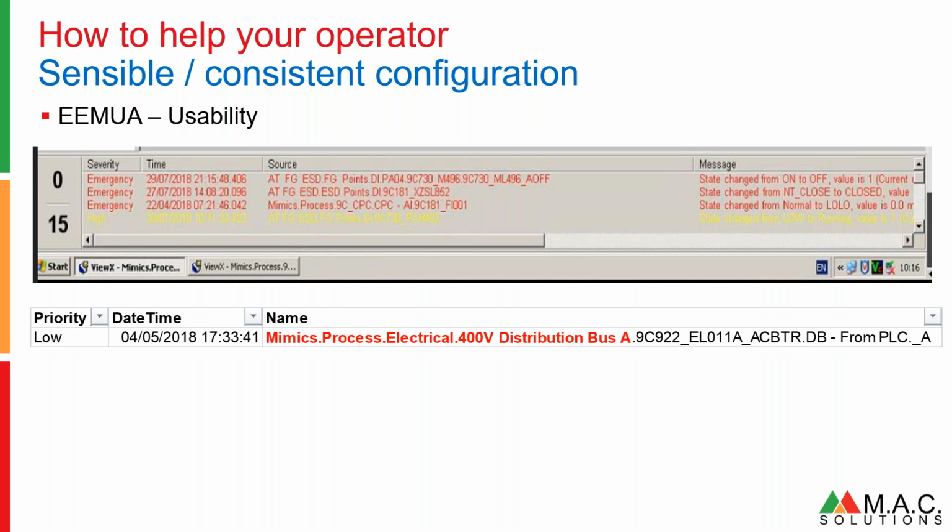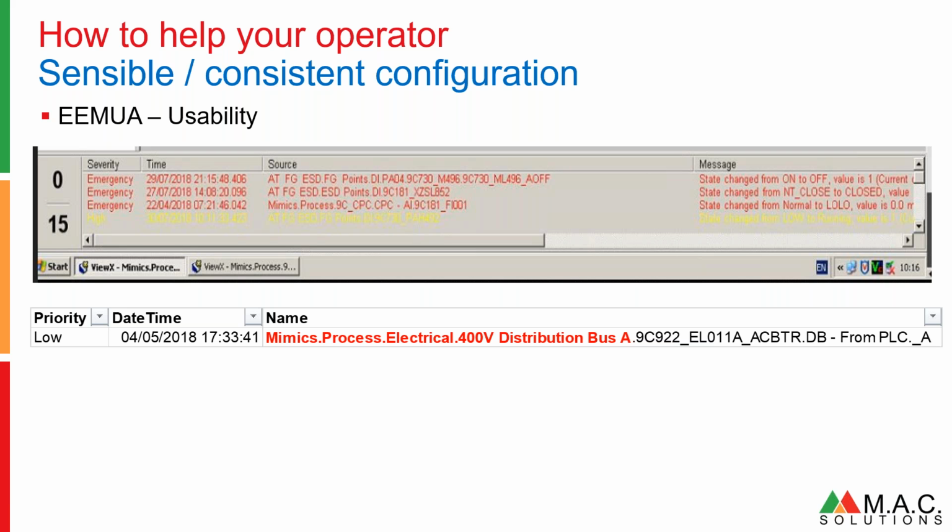In the information he got, we had priority, low, great. Date and time of when the alarm occurred, great. Doesn't need to know that instantaneously because he knows the time. But the name of the asset that was in alarm was, I've highlighted in red, mimics.process.electrical.400 distribution bus A. Does he need to know that? That's actually the process graphic hierarchy of where that measured variable lives. It lives on the distribution bus A graphic, which comes from the electrical process mimics hierarchy. The operator doesn't need to know that.